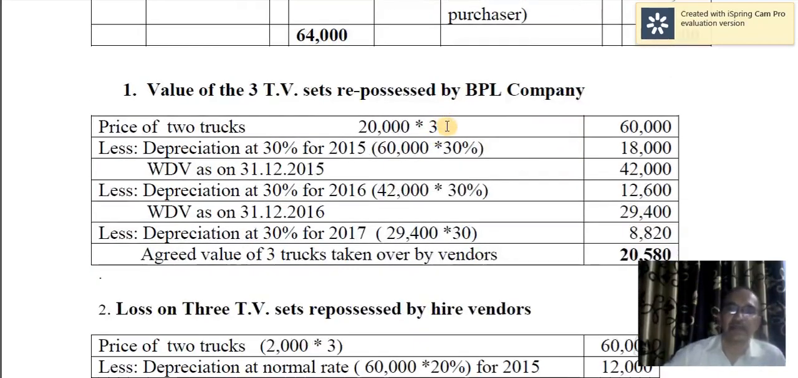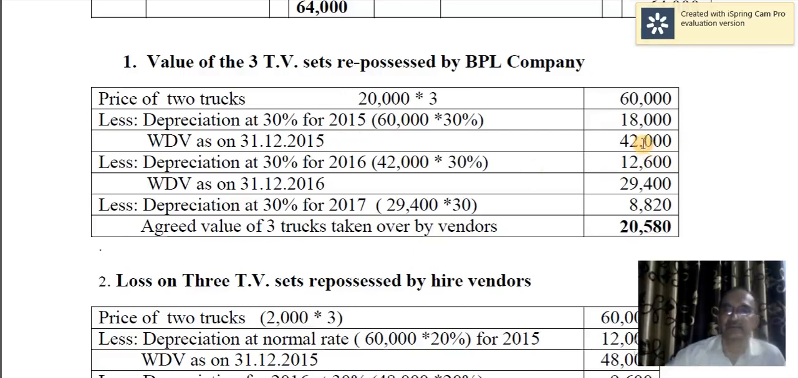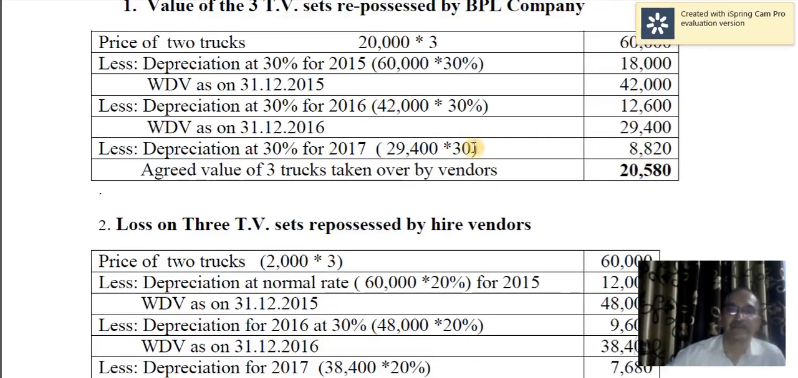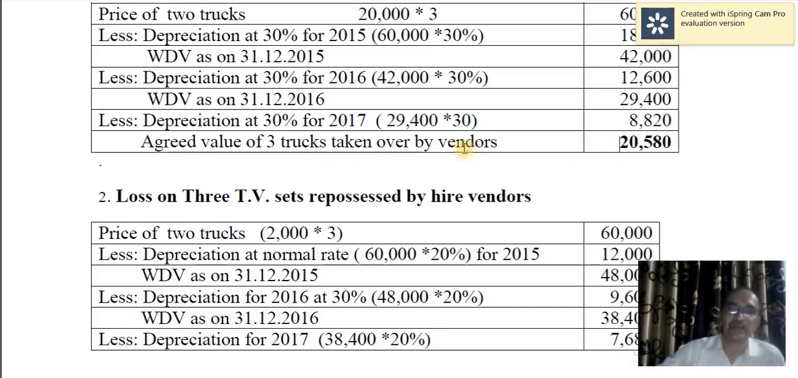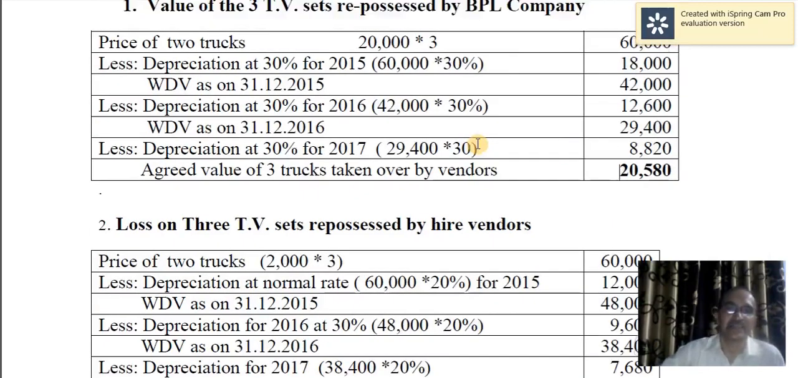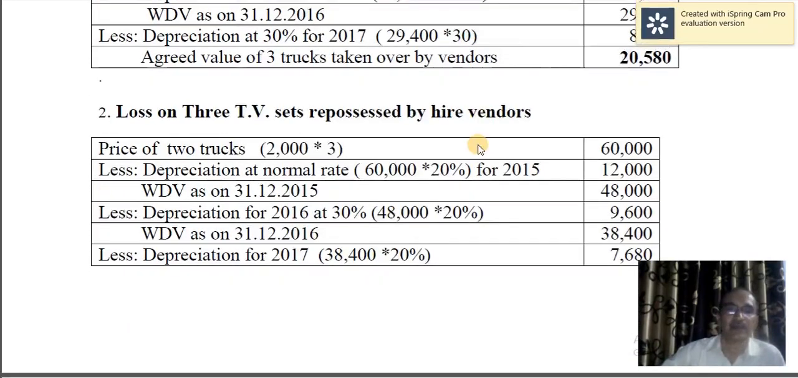Okay, now you see the value at which 3 TV sets were repossessed. 20,000 into 3, 60,000. So depreciation here for revaluation purpose is 30%, not 20%. So 30% on 60,000 comes to 18,000. The written down value is 42,000. On that 30% for second year, 12,600. And for third year, on 29,400, 8,820. So 20,580. That is the value at which these 3 TV sets were repossessed by BPL company.